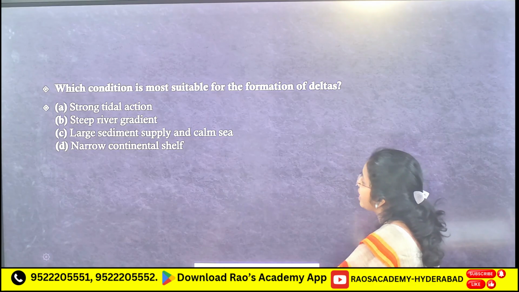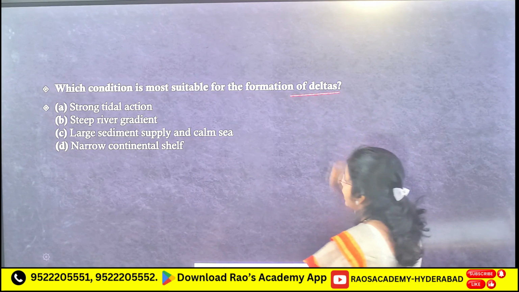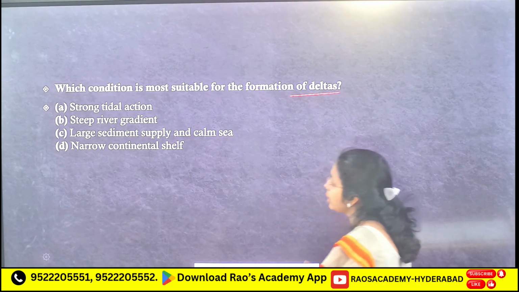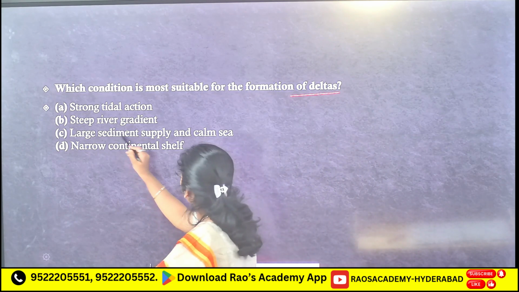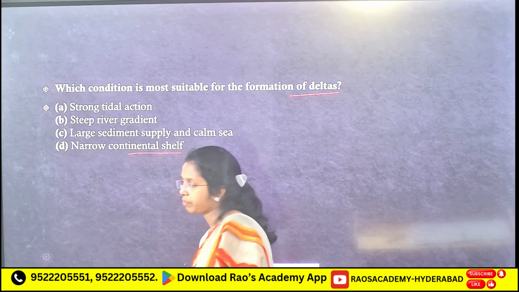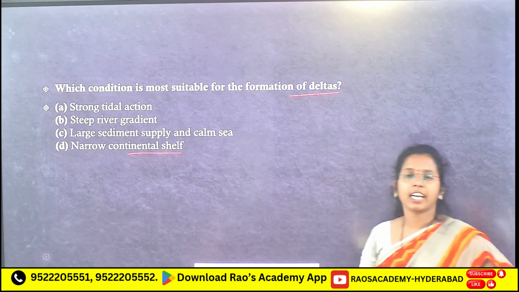Now, which condition is most suitable for the formation of deltas, they are asking? First, A. Strong tidal action. B. Steep river gradient. C. Large sediment supply and calm sea. D. Continental shelf.